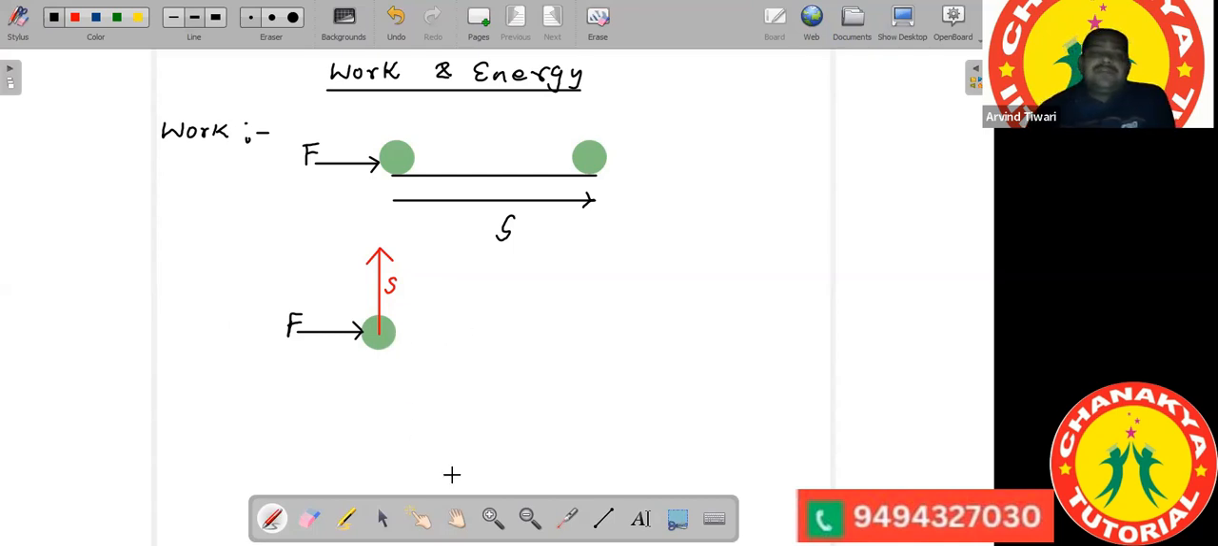For example, suppose here, if I try to lift this up, okay, I want to lift this up. So I must apply a force in the perpendicular direction. I must apply a force vertically, right? I must apply a force like this. If I want to lift a mass, I must apply a force in the upward direction, right? So the ball may have a vertical displacement.